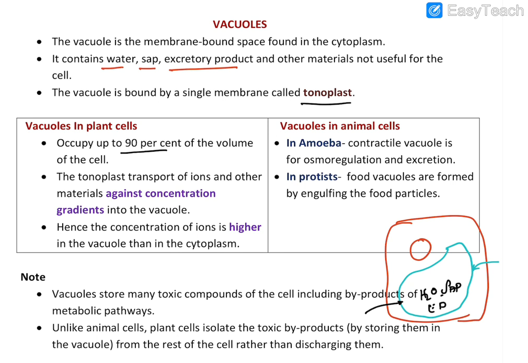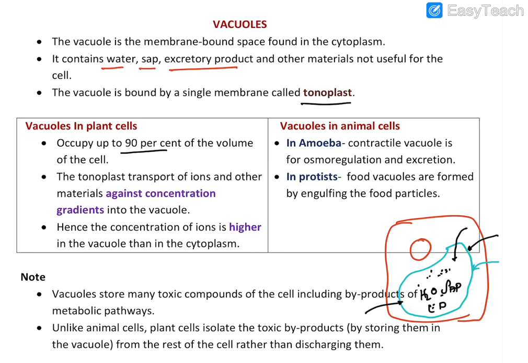This tonoplast allows the molecules to move from a region of lower concentration to a region of higher concentration, that is, against the concentration gradient. So it is an active process, so that the mineral concentration will be more when compared to the cytoplasm. It is mainly because of the characteristic of the tonoplast. Tonoplast takes part in active transport.